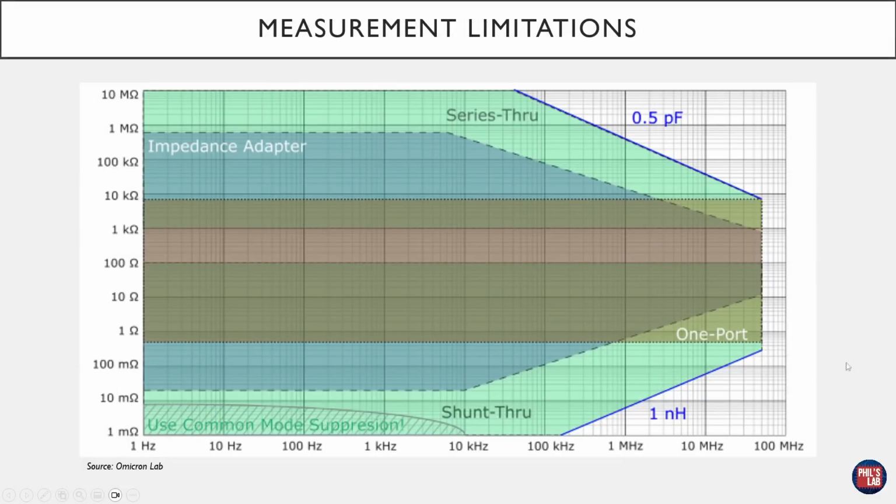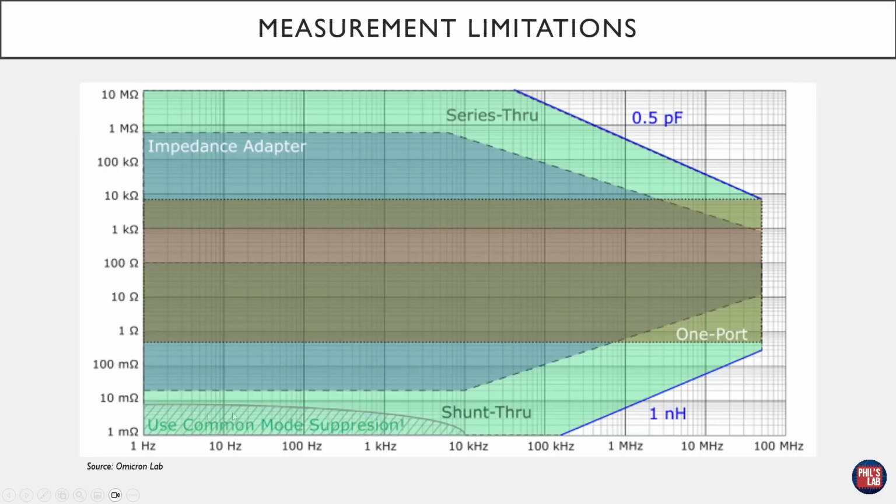Here's another graph by Omicron Labs, which shows in a nice graph form the limitations of these different measurement techniques when it comes to impedance analysis. The 1-port, which is this kind of yellowish beige, I'm not entirely sure what color that is, but we can measure up to about 10 kiloohms down to about 1 ohm across the 50 megahertz frequency range of the instrument.